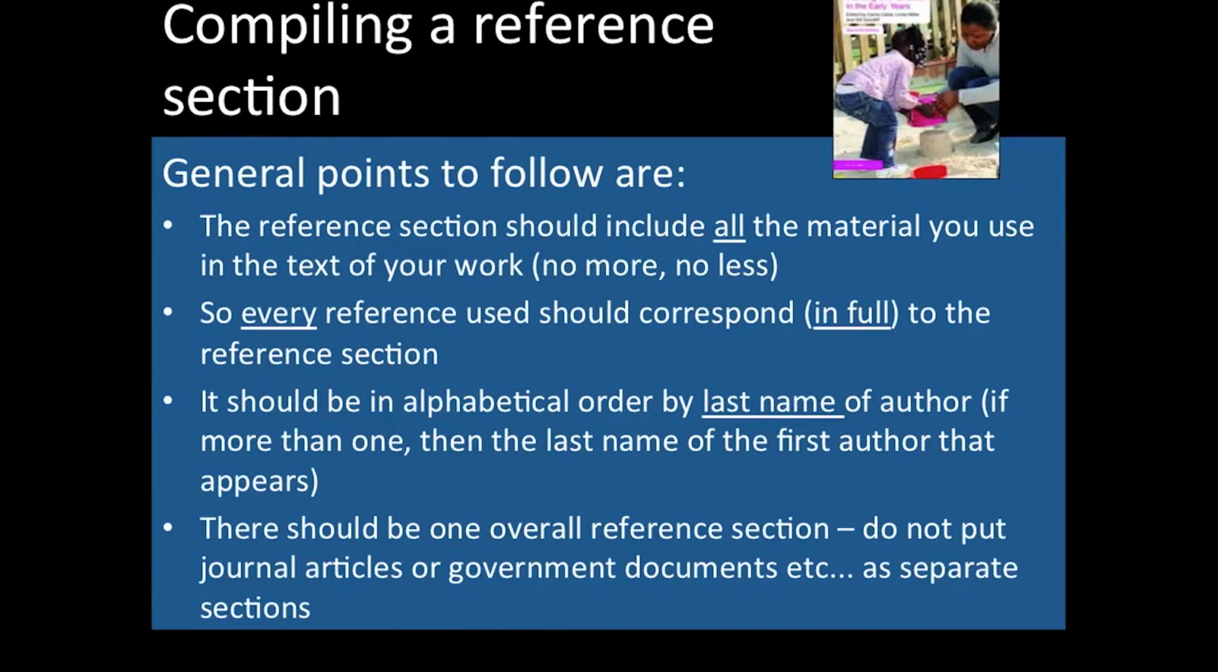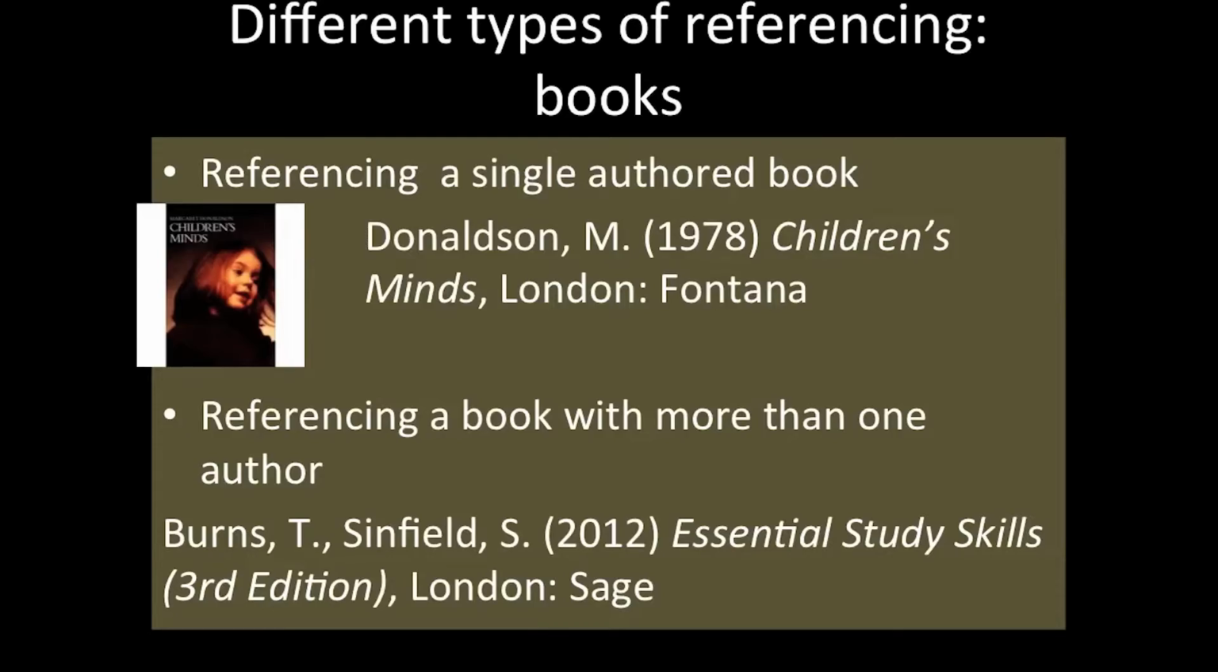And there should be one overall reference section. I don't expect to see a reference section where I've got books all referenced together and then journal articles all together, then websites all together. They should be integrated in alphabetical order. And there's different types of referencing, and references do look a little bit different according to the type of source that you have used. And probably the easiest is referencing a single authored book.